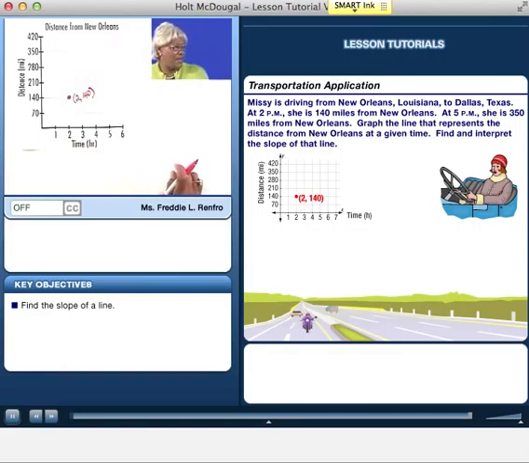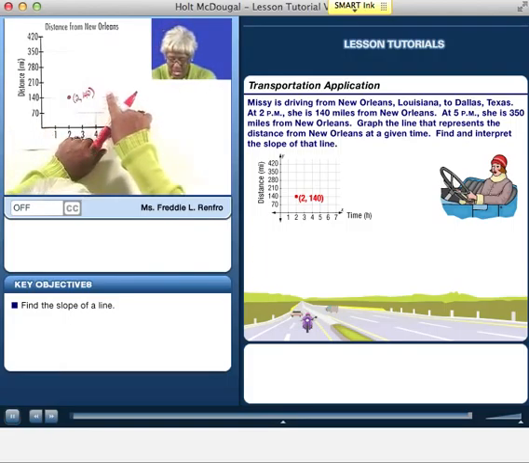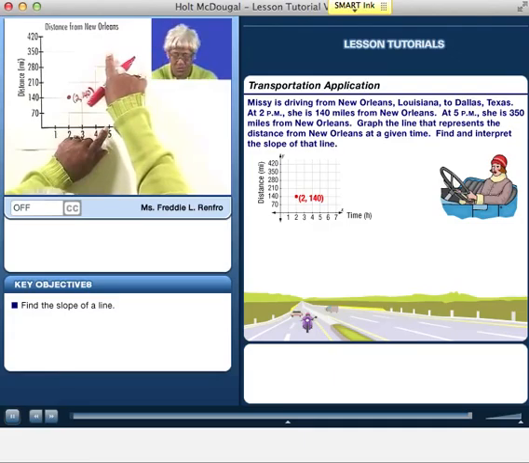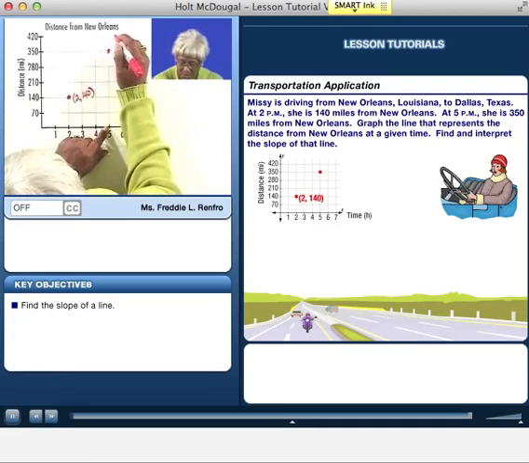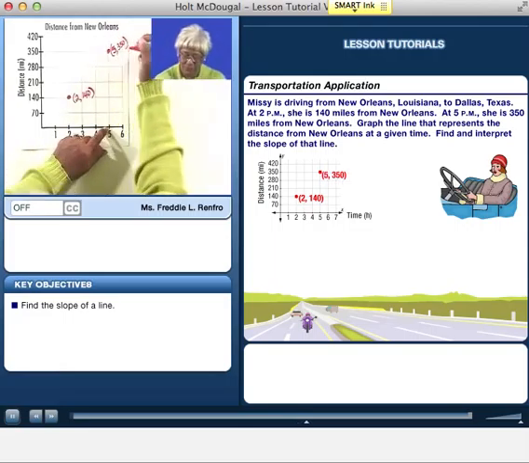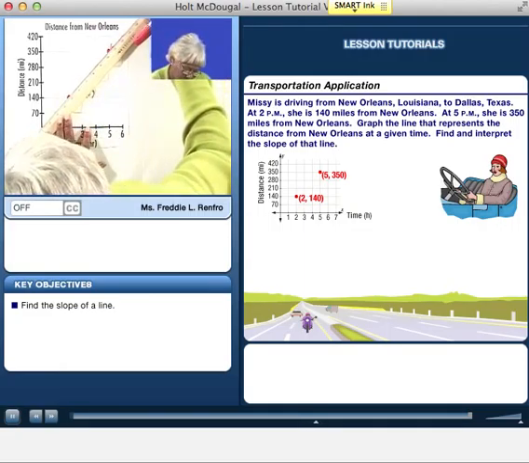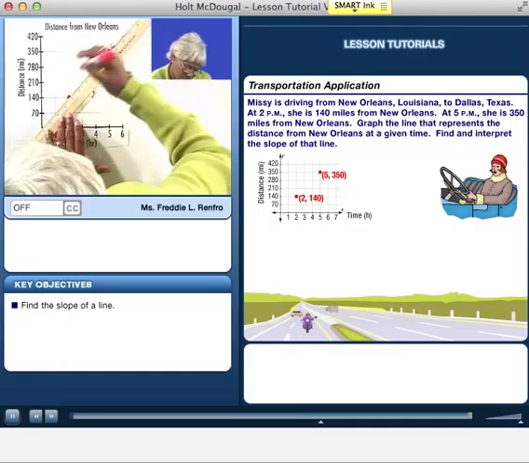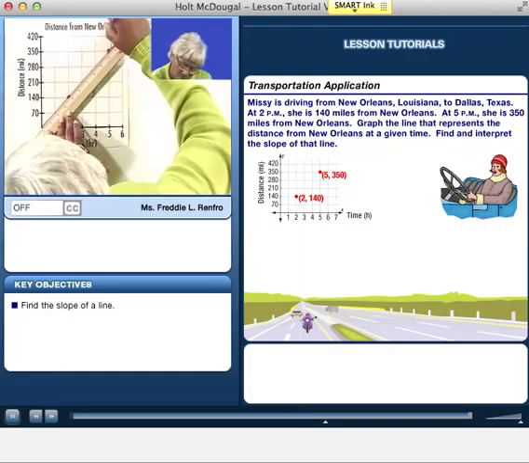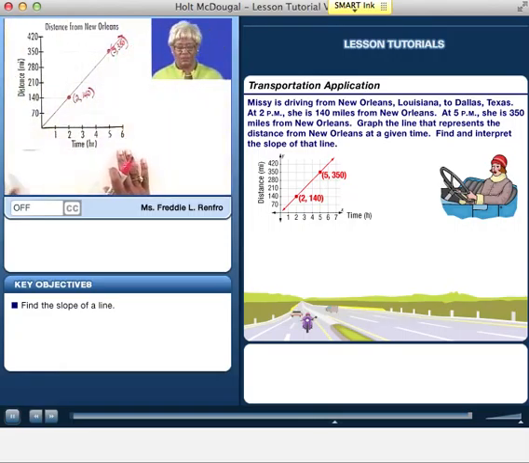And then at 5 p.m., she is 350 miles from New Orleans. So I'm going to put a point here and write that as 350. I'm going to graph this line, and then find the slope.